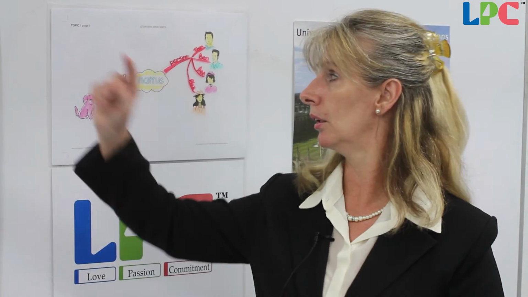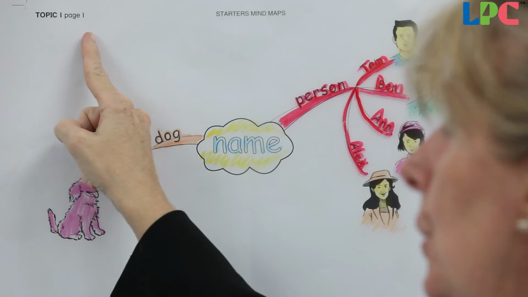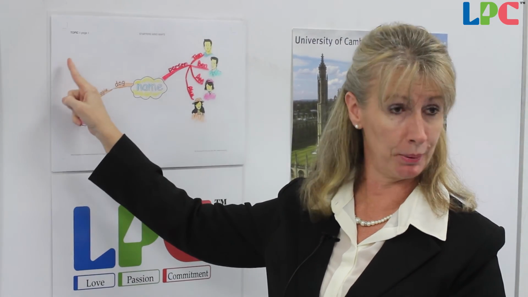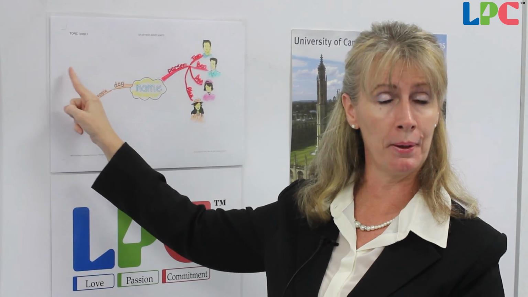I hope you have understood today's class on mind mapping. Don't forget to watch the tutorials, which go in turn. Topic 1, page 1, which will be 1A. And then topic 1, page 2, 1B. We have 20 topics and 2 mind maps per topic. So that's a total of 40 mind maps.